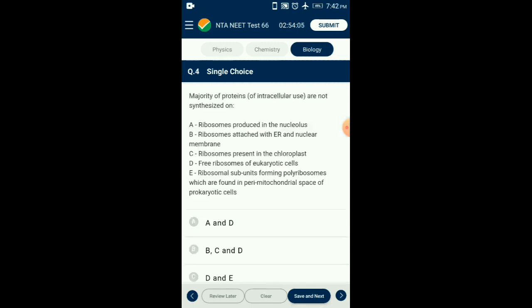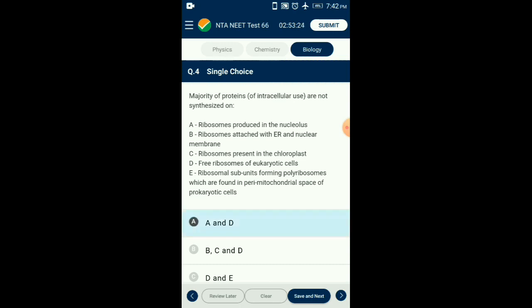Question number 4. Majority of proteins, that means intracellular use, are not synthesized on. All ribosomes are synthesized and assembled in the nucleolus. Most of the proteins are synthesized in the cytosol of the cell. Some proteins produced in secretory cells are synthesized by the ribosomes attached to rough endoplasmic reticulum and nuclear membranes. These include the digestive enzymes produced in the stomach and the protein hormones like insulin produced in the pancreas. So the answer for this question is option A.